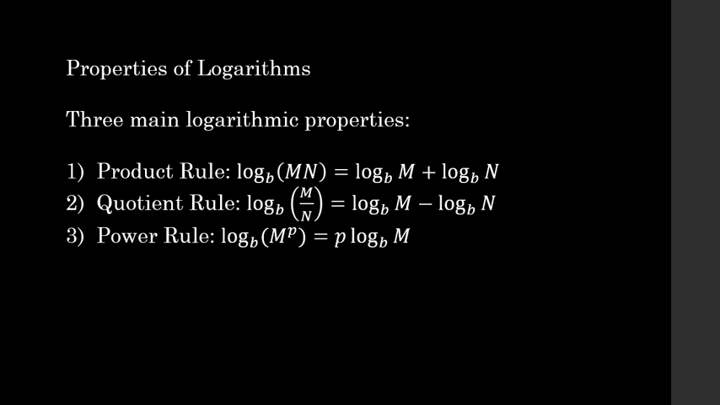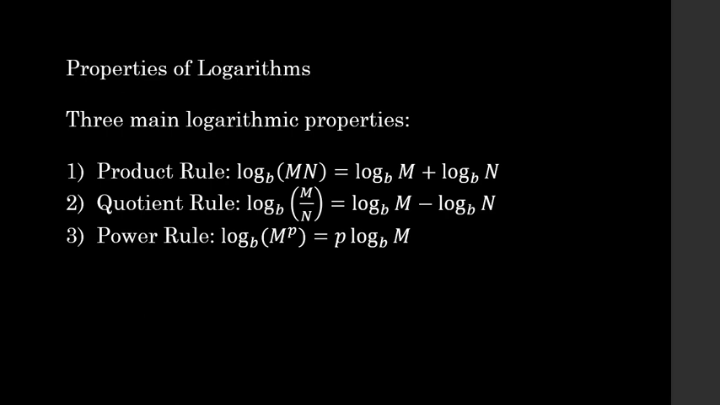And the third property, the power property or power rule, says if you have the log of something raised to a power, you can take that power that's on the thing inside of your logarithm and pull that power out front. So log base b of the quantity m raised to the power p is equal to p times log base b of m.